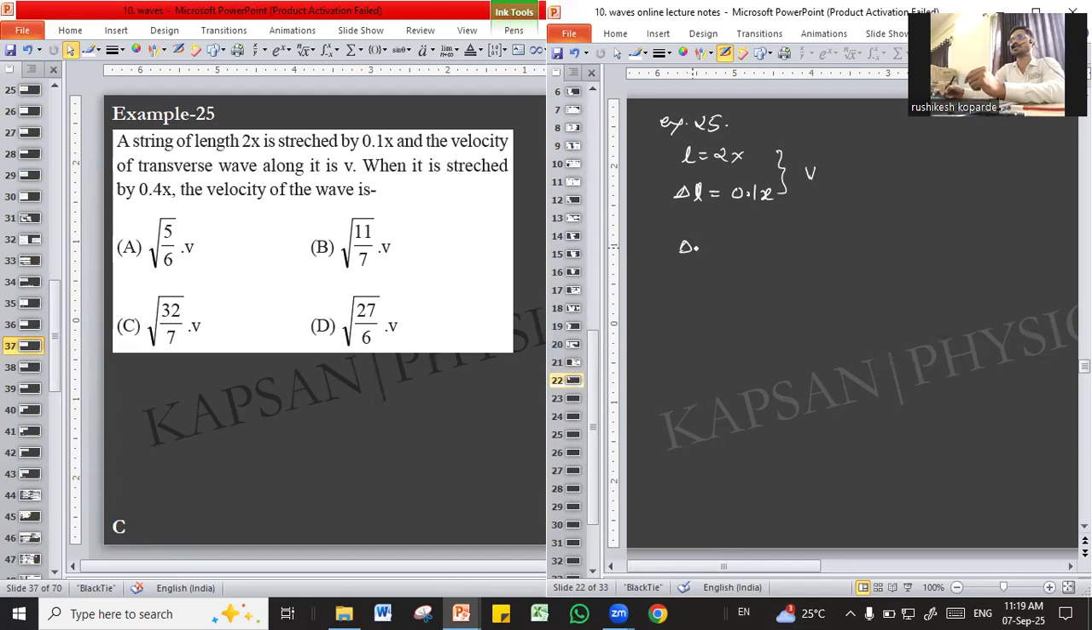Now when it is stretched by a distance equal to 0.4x. So this was the elongation in the first case. This is the elongation in the second case. What is the wave velocity? Clear?